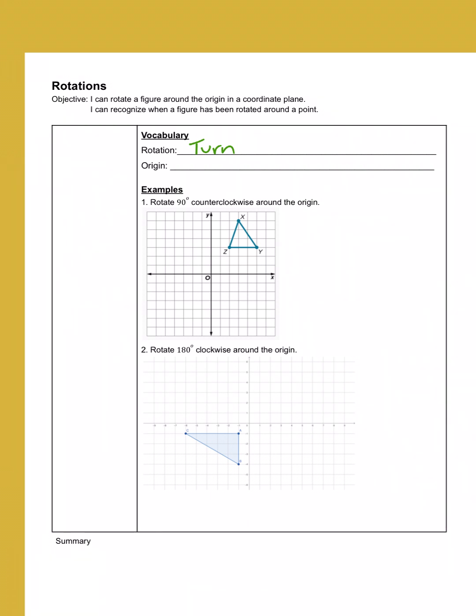We're just going to stick with some of the more basic rotations: 90 degrees, 180 degrees, and 270 degrees. And we are just going to rotate around the origin. Remember, that is the center of the coordinate plane, at the point (0, 0). So we're just going to rotate around that center of our coordinate plane.